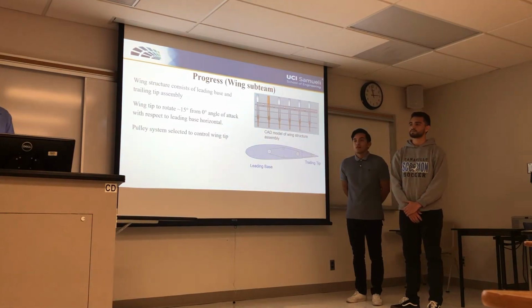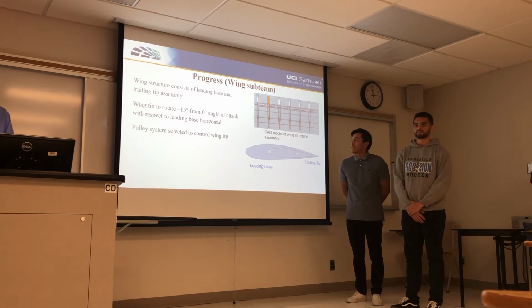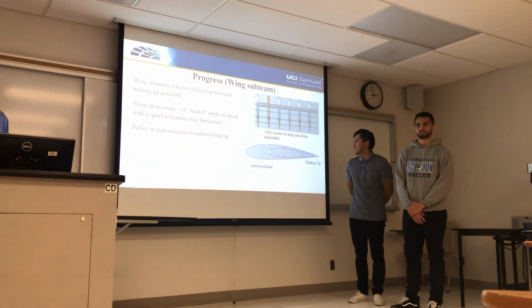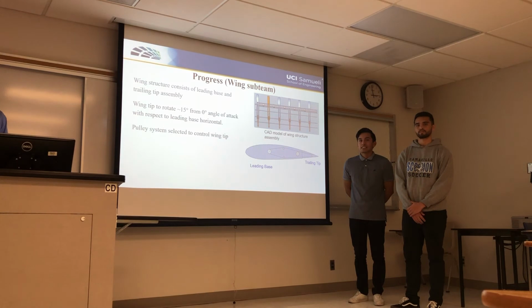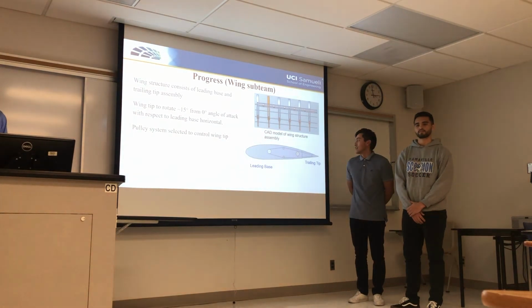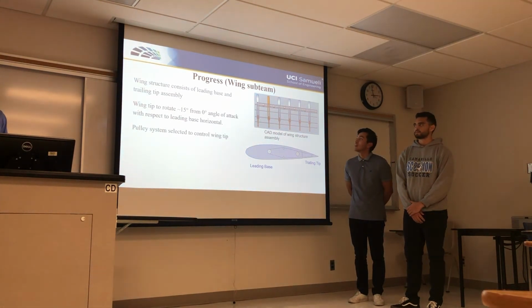So far, the progress for the wing sub-team is that we have completed our CAD of the assembly for the wing structure. As you can see from the images on the slide, each rib consists of a leading base and a trailing tip. Our goal is to have the wing tip be able to rotate about 15 degrees from the horizontal from a 0-degree angle of attack. And we have also selected a pulley system in which the pulley will control the trailing tip to create a rotation.